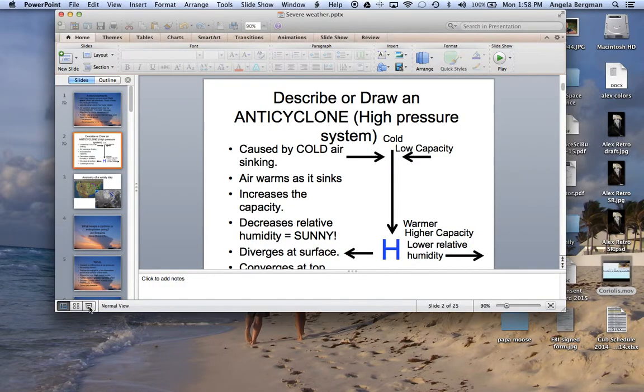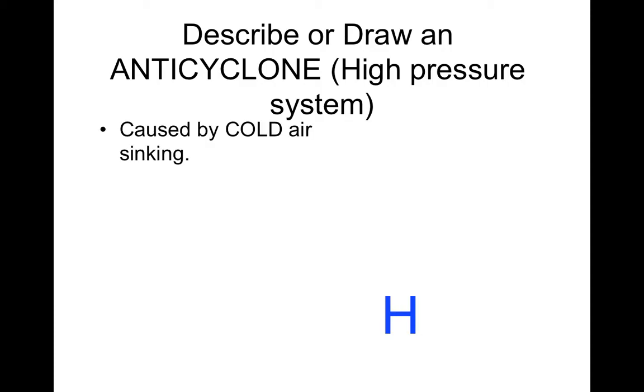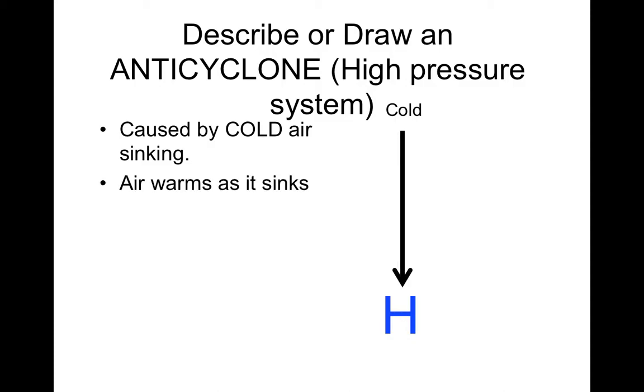Alright, here we go. So the first part of your note says describe or draw an anticyclone or high pressure system. So first we have to know is that it starts with high pressure. So that's caused by cold air sinking. So the cold air there sinks down. After the cold air sinks, it starts to warm up.